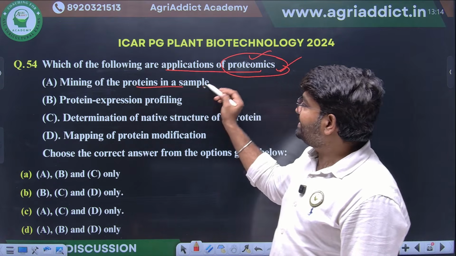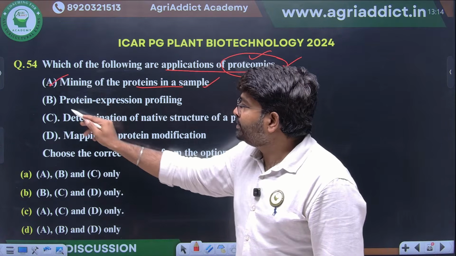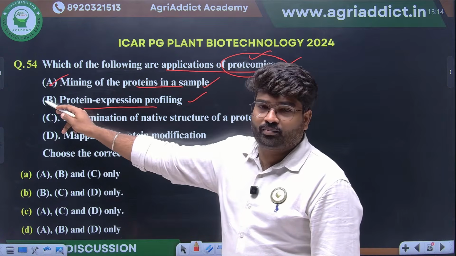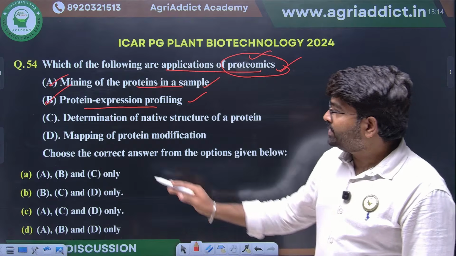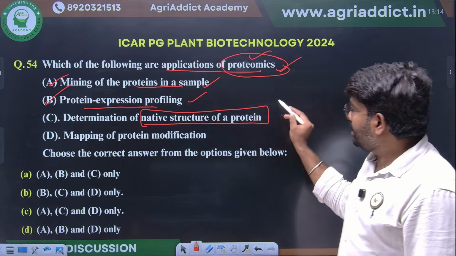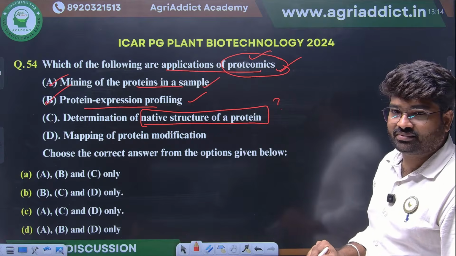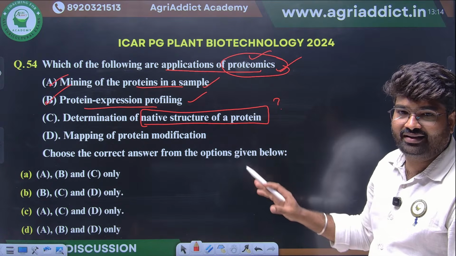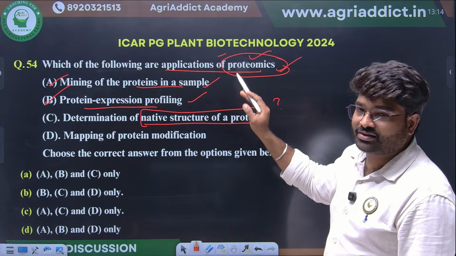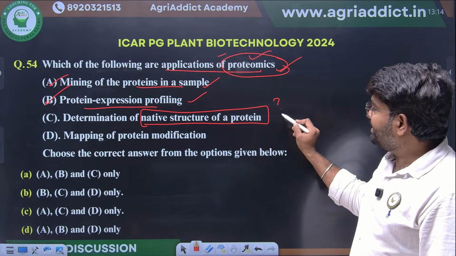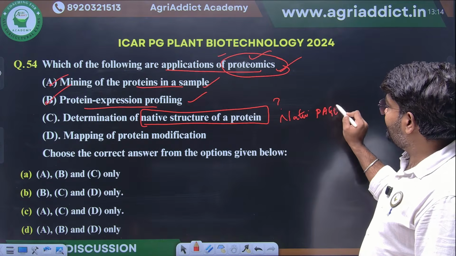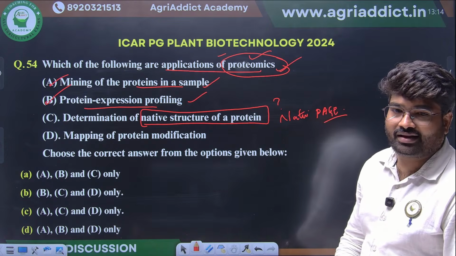Mining of protein in a sample, yes, we can do mining. Protein expression profiling, yes, we can do this. Determination of native structure of a protein: how can we determine it? We can't determine the native structure of proteins by application of proteomics. This can be done by Native PAGE. This will give just a three-dimensional shape or what amino acids are present.